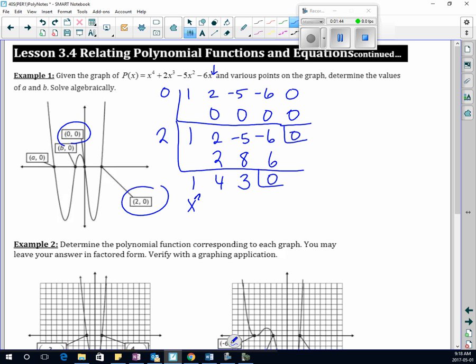X squared plus 4x plus 3, which factors to be x plus what? 1 and x plus 3. So what would that lead you to believe then? That means a is equal to -3 and b is equal to -1. Any questions there? Okay, let's keep going then.